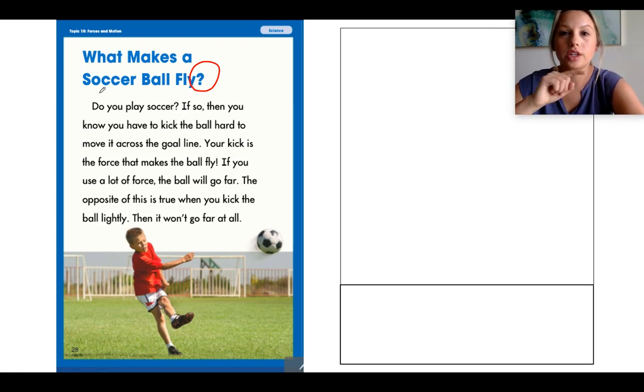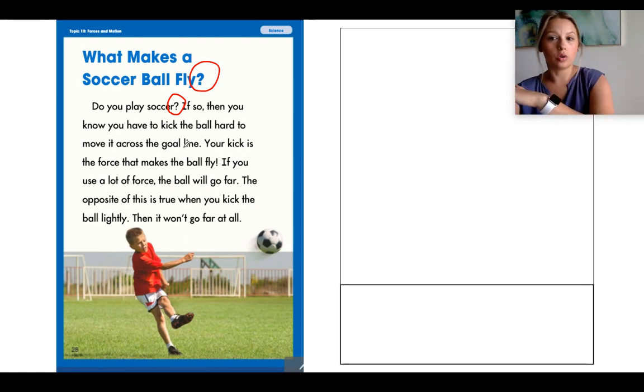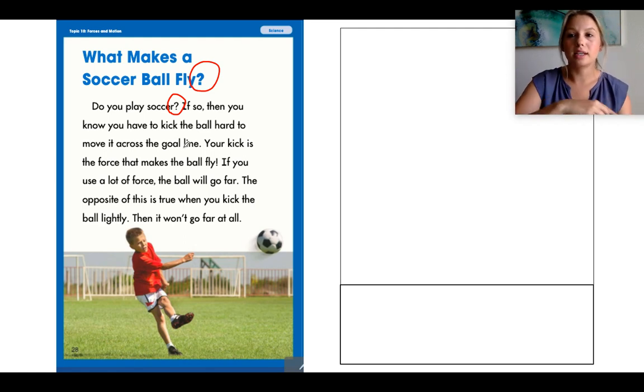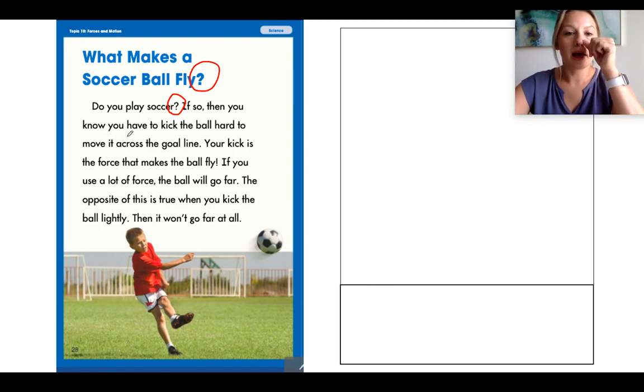I'm going to do a first read, then we'll do an echo read together. What makes a soccer ball fly? Do you play soccer? If so, then you know you have to kick the ball hard to move it across the goal line. When you play soccer, you play it with your feet. You're kicking the ball and trying to get it into the goal on the other side of the field. And the other team is trying to kick the ball into your goal to get points. Your kick is the force. Ooh, a kick is a force that makes the ball fly.